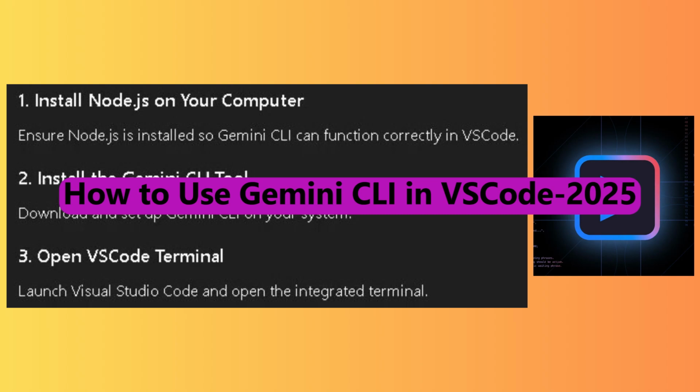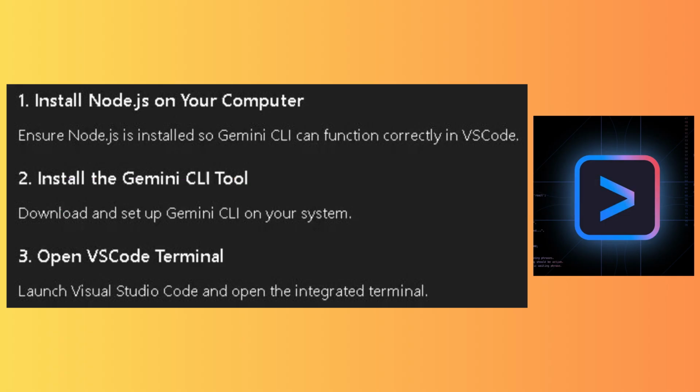In this video, you will learn how to use Gemini CLI in VS Code. Install Node.js on your computer. Ensure Node.js is installed so Gemini CLI can function correctly in VS Code. Install the Gemini CLI tool. Download and set up Gemini on your system.